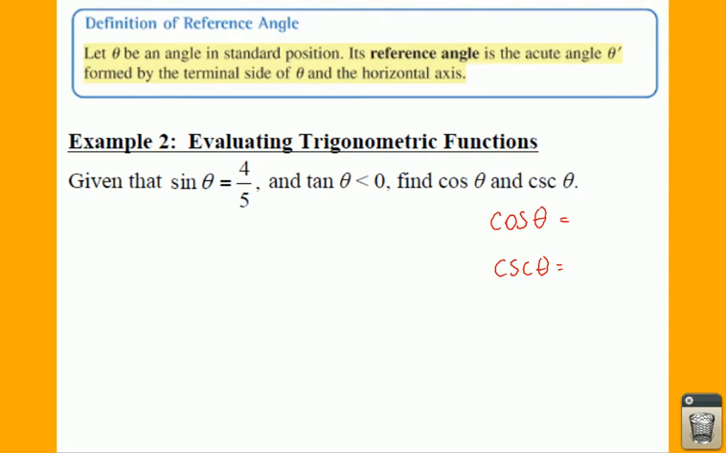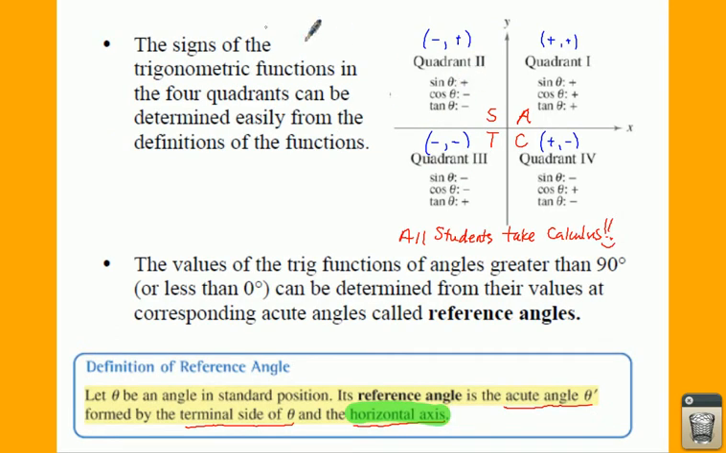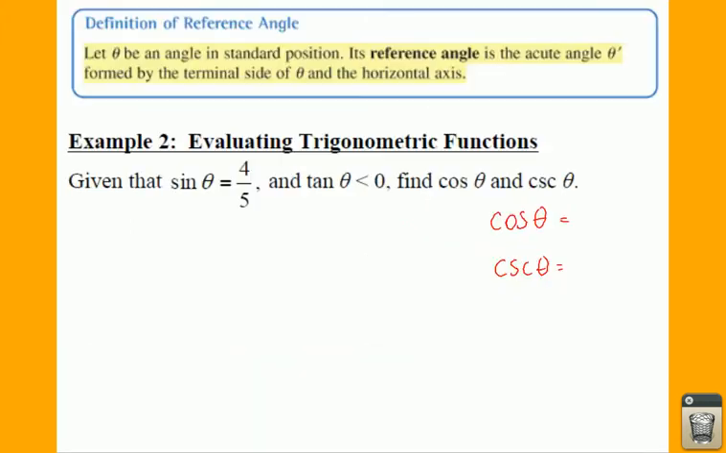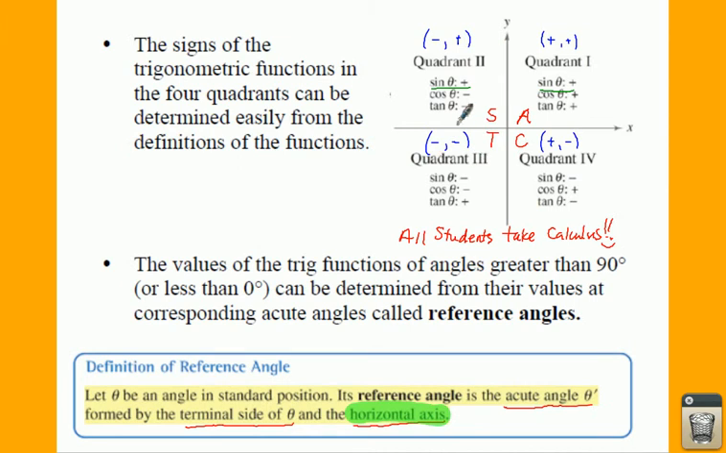If sine is positive, it's positive 4/5. So that means that we're either going to use your first quadrant or your second quadrant. But then we also are given that tangent is less than 0, which means it must be in quadrant 2. Because in quadrant 1, it's positive, so we use quadrant 2.